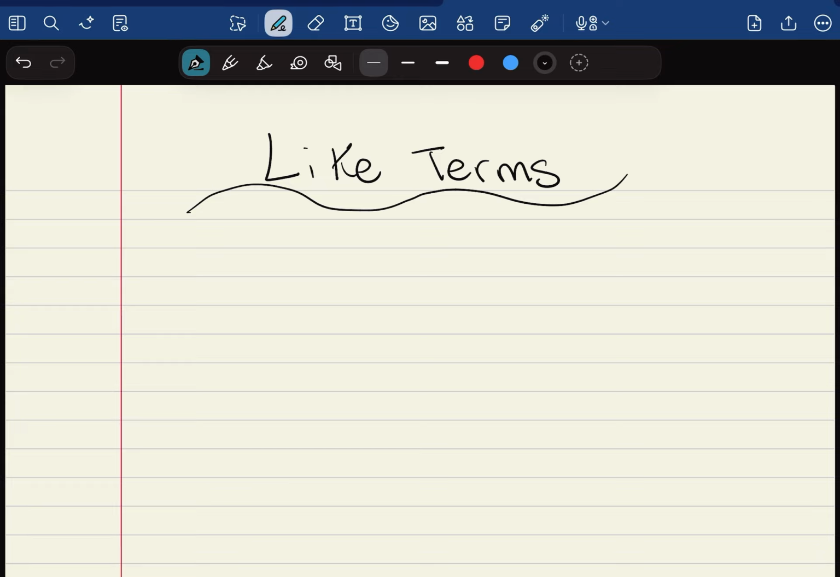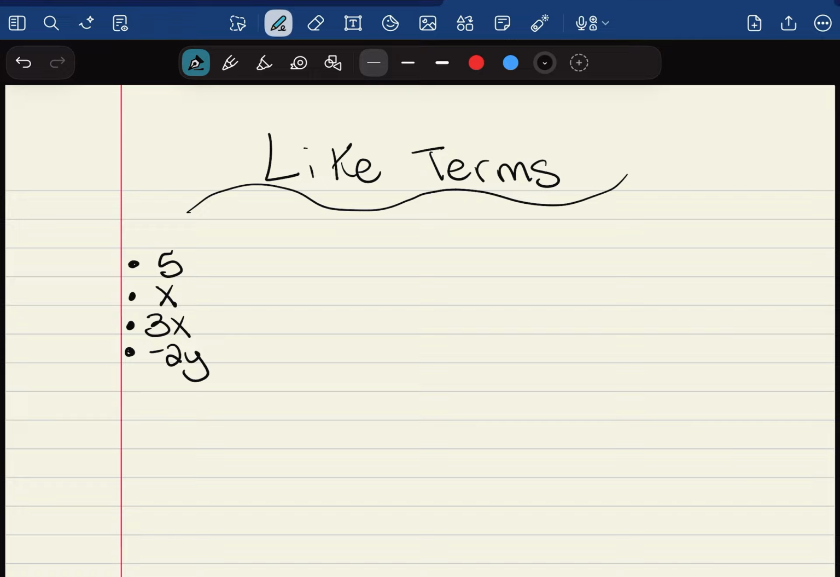Cool. Let's first start with what are terms? Terms could be a number, it could be a variable, it could be a number and a variable together. I'm going to write that out. So these are examples of terms. Each one of these is one term. Do we get that?